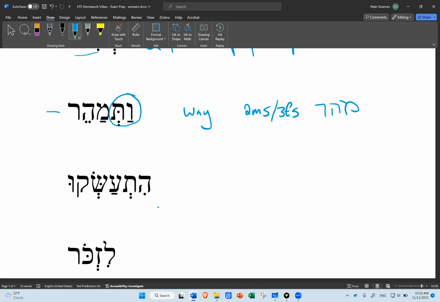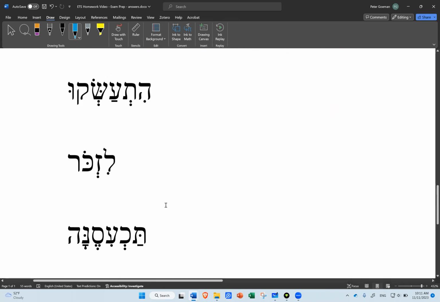All right, so now the color system: purple, red, green. Purple, red, green is going to be Piel. If you check the chart, purple, red, green would be a Piel. Okay, so just very, very basic. Piel, Vayiqtol, 2ms, 3fs from Mahar. All right, a couple more.